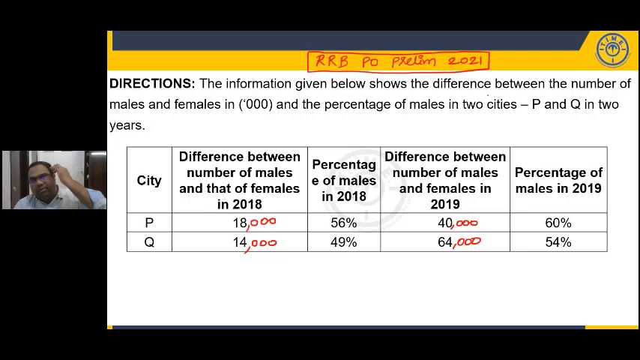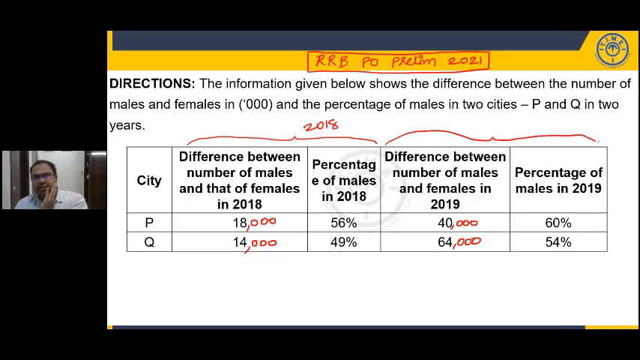Difference between number of males and females in thousands, and percentage of males in 2 cities P and Q in 2 years. This is the information about 2018, and this is the information about 2019. What's the difference between males and females, and what's the percentage of males? Anybody? How to solve this?